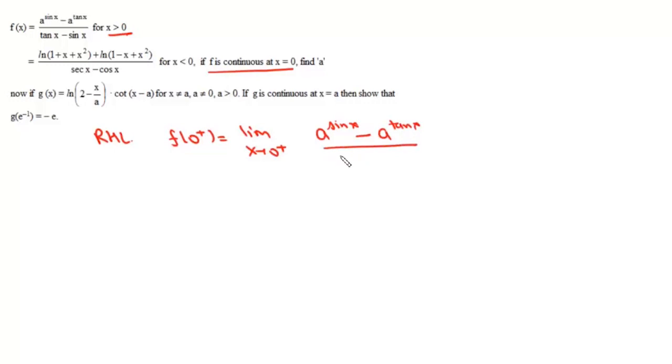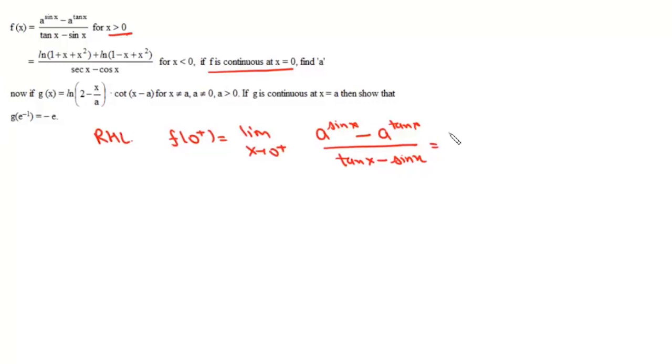Now here the question is, we are given this function f(x) and it says if f is continuous at x equal to 0, then find the value of a. Now if we find its right hand limit, then the right hand limit at 0 will be f(0 positive), and we can write this as the limit as x tends to 0 positive, and when x is greater than 0, that's the definition, (a^sin x minus a^10x) upon (10x minus sin x). What we'll do is take minus a to the power sin x common.